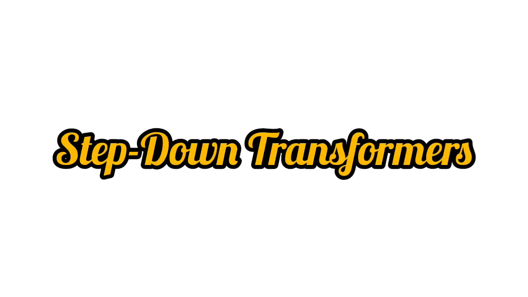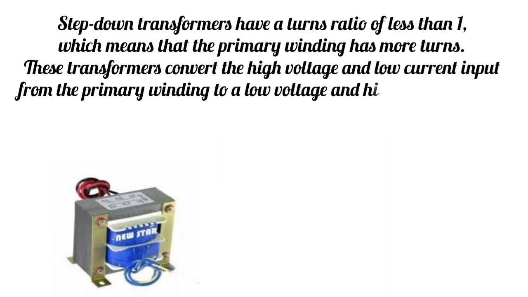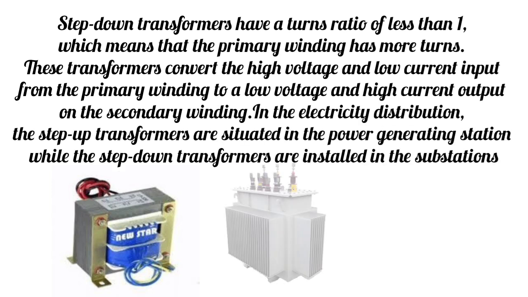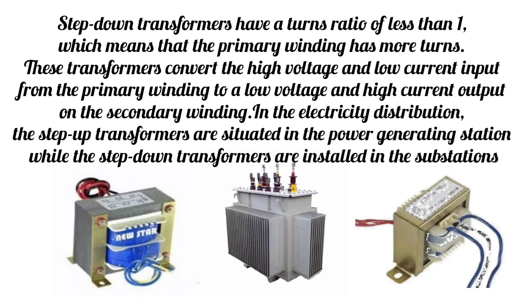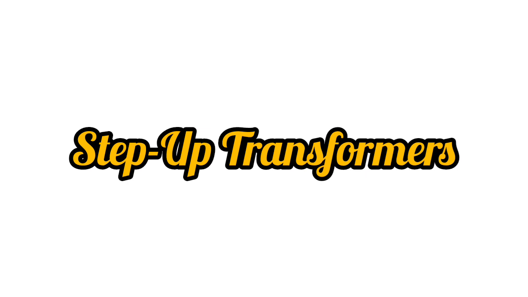Step-down transformers. Step-down transformers have a turns ratio of less than 1, which means that the primary winding has more turns. These transformers convert the high voltage and low current input from the primary winding to a low voltage and high current output on the secondary winding. In the electricity distribution, the step-up transformers are situated in the power generating station while the step-down transformers are installed in the substations.